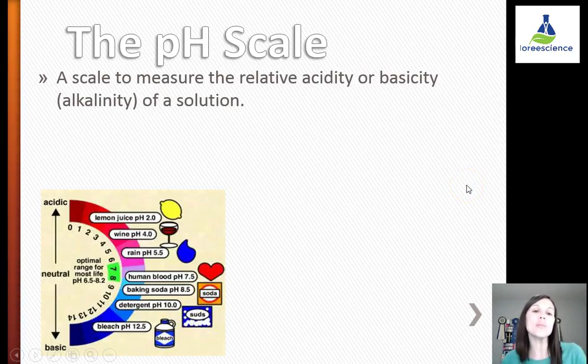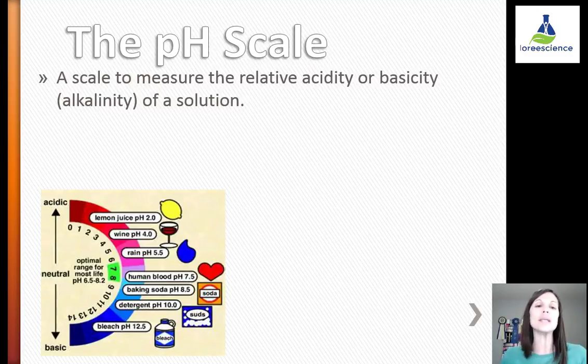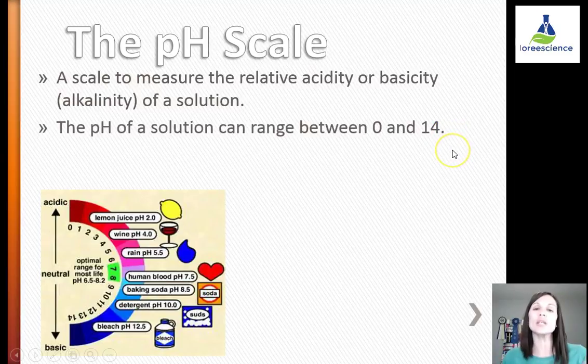So when we talk about the pH scale, what are we actually talking about? We're talking about a scale that is measuring the relative acidity or basicity, alkalinity, of a solution. So how many hydrogen ions are present, or how many hydroxide ions are present. The pH of a solution is going to be between 0 and 14. Within that range, we have incredibly acidic and incredibly basic substances, with the middle being 7 or neutral.